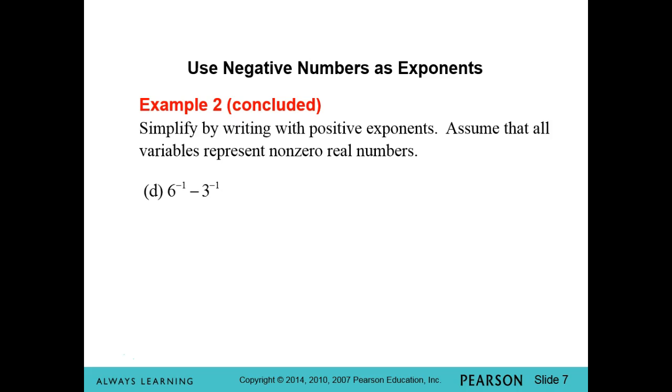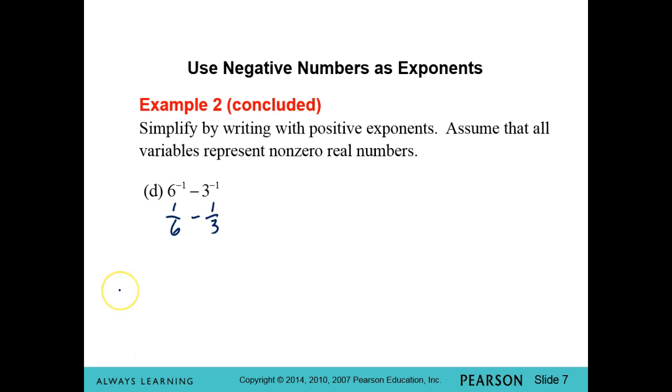Simplify by writing with positive exponents. Assume that all variables represent non-zero real numbers. But here we got something else to do. What in the world is 6 to the minus 1? One more time. Do not take this negative sign and put it in front. You don't do that. All that negative sign does is tell it where to go. 1 over 6 minus, second, 1 over 3. Excellent.